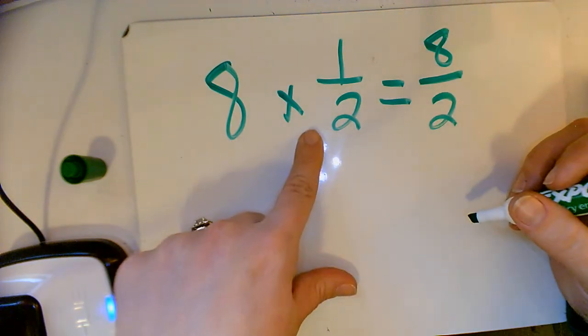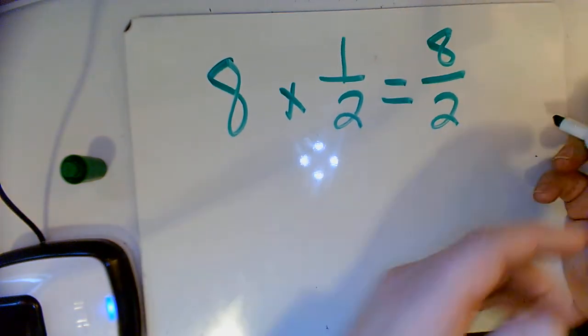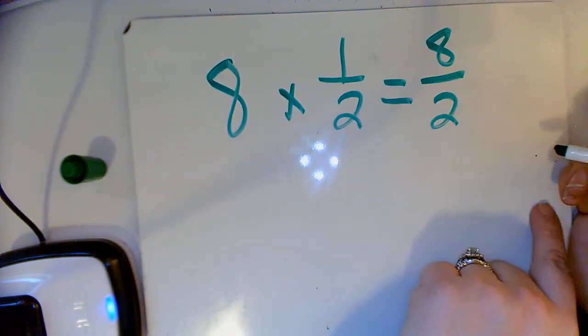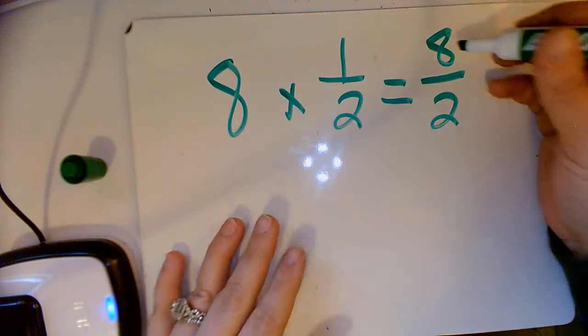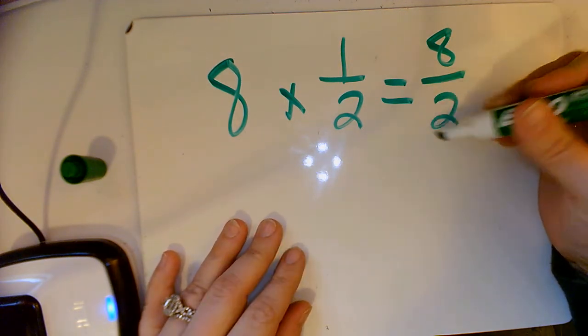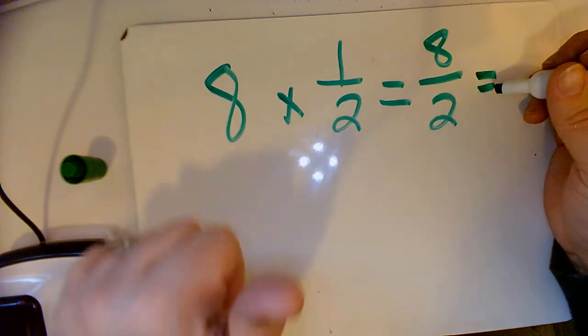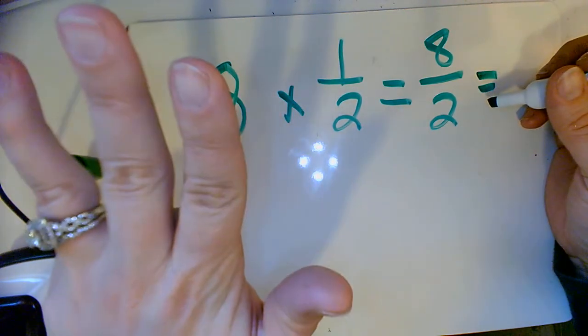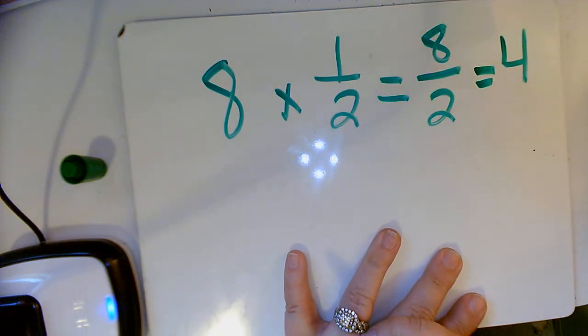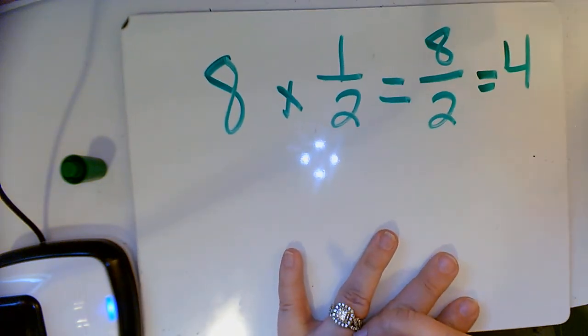Remember, 8 copies of 1/2, 1/2, 1/2, 1/2, 1/2. It's much shorter just to multiply instead of doing all that addition. Okay? 8 halves. We need 2 to make 1 whole. So let's see, how many wholes can we make? 2, 4, 6, 8. We can make 4. So 8 halves is equivalent to 4.